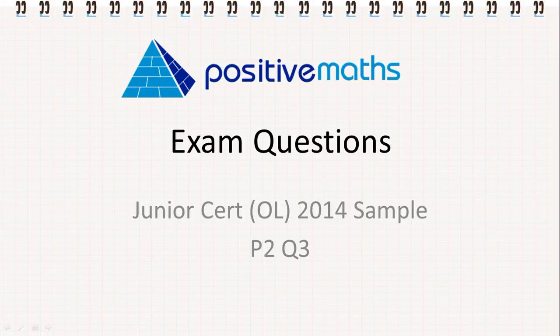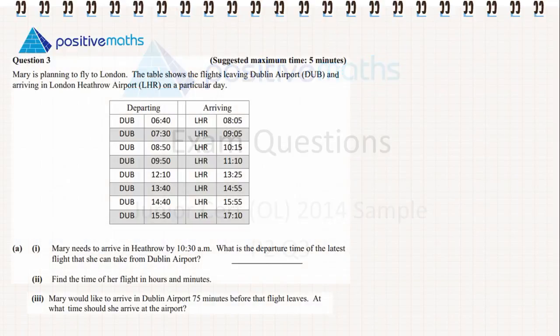In this video for Positive Maths, we're going to look at the Junior Cert Ordinary Level 2014 sample paper, question 3 from paper 2. Mary is planning to fly to London. The table shows the flights leaving Dublin Airport and arriving in London Heathrow Airport on a particular day.